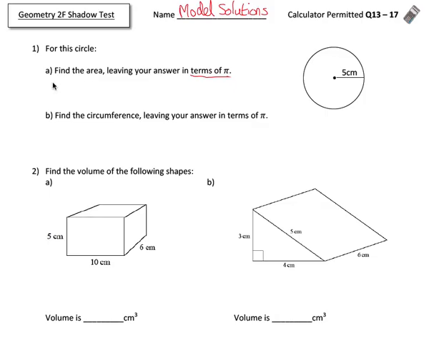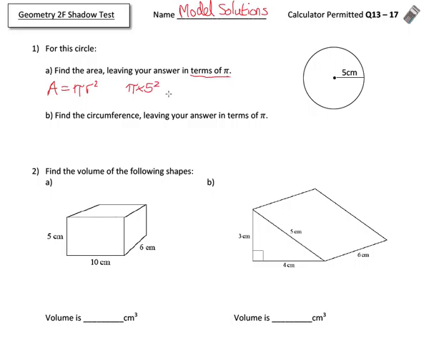So you need to remember the formula for the area of a circle is pi r squared, pi times the radius squared. Okay, now fortunately we've been given the radius, so we don't need to do anything with the diameter. So what we do is we plug this into this formula. So we're going to do pi times 5 squared.